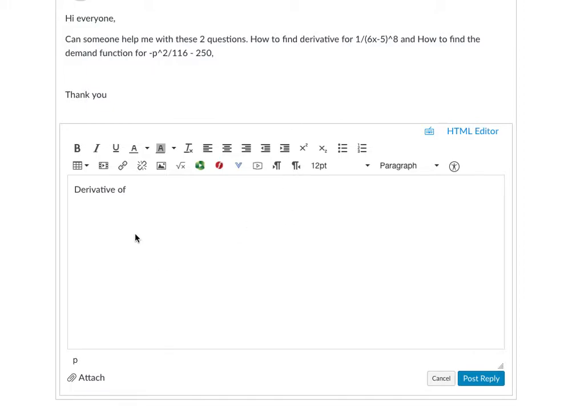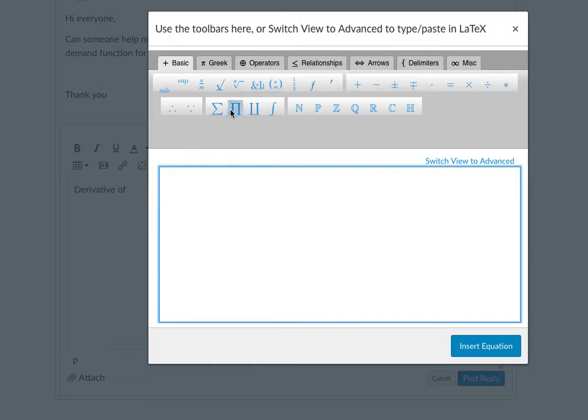So one of the questions says up here, somebody asked how to find the derivative of 1 over (6x minus 5) to the 8th power. So I'm going to type it here how I do it in math. So derivative of, if you type this symbol here, it says insert math equation. And there's other ways to do it. So I can type here and just go here to make a fraction.